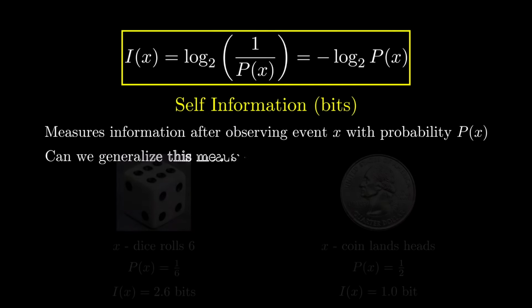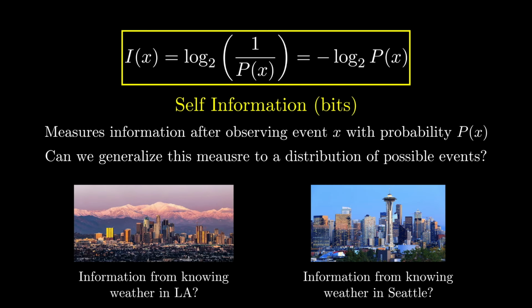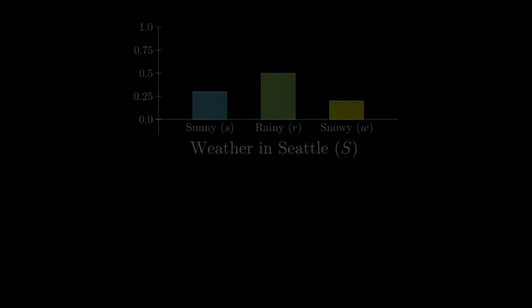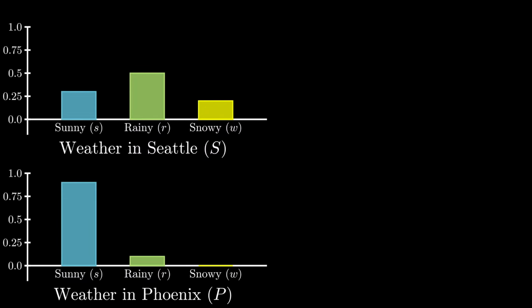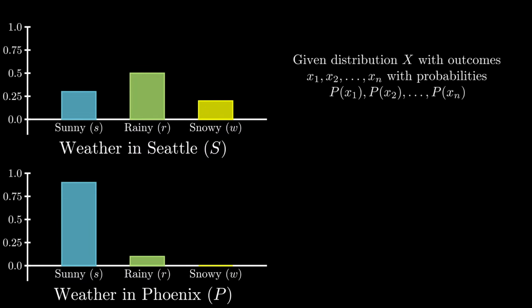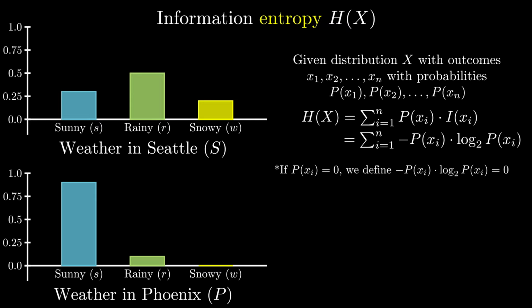One of Shannon's biggest contributions was extending this notion of self-information to general probability distributions. Suppose I gave you the following distributions for weather in Seattle versus weather in Phoenix. A natural extension for self-information for a general probability distribution is to just take the weighted average of the self-information of each event. Shannon called this quantity the information entropy of a distribution.